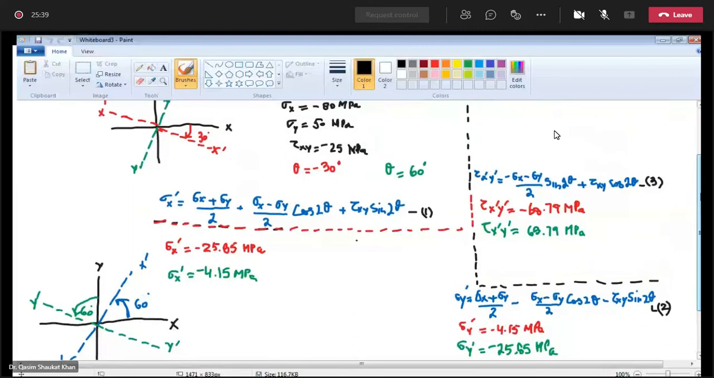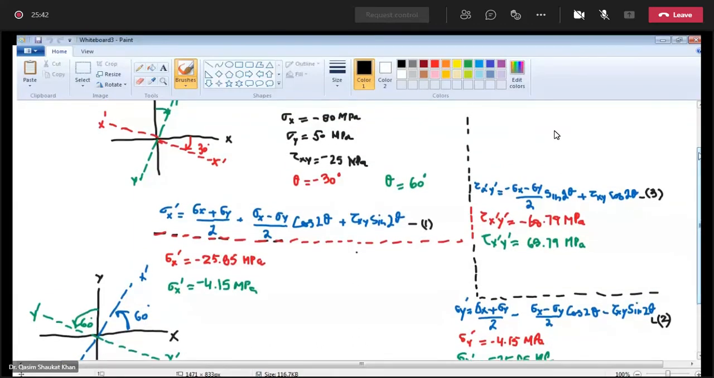Now next we have to calculate the transformed shear stress. Tau x dash y dash is equal to minus sigma x minus sigma y over 2 sine 2 theta plus tau xy cos 2 theta. So please put the value of sigma x as minus 80, sigma y as 50, theta as minus 30, and shear stress as minus 25, and let me know the answer.